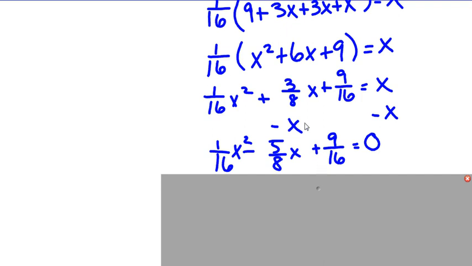So again, we're working with fractions, so this is eighths. We would think of this as 8/8. 3/8 minus 8/8 would be our negative 5/8. So here's our quadratic equation in standard form.